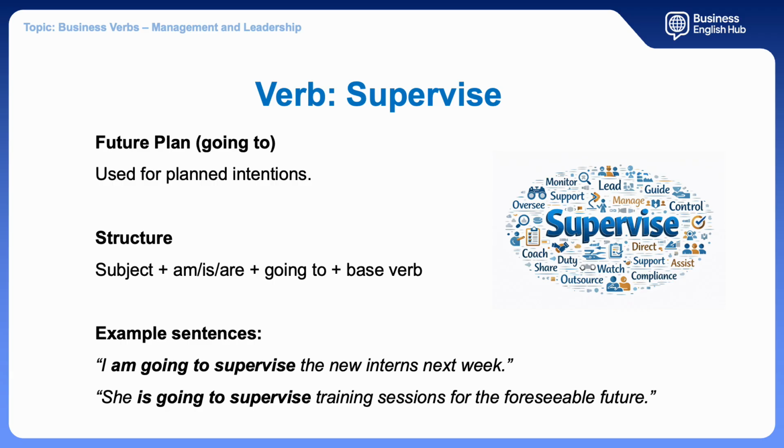Going to, used with the verb supervise, is used for planned intentions. The structure is subject plus am, is, or are, plus going to, plus the base verb. Two example sentences are: I'm going to supervise the new interns next week. She is going to supervise training sessions for the foreseeable future.